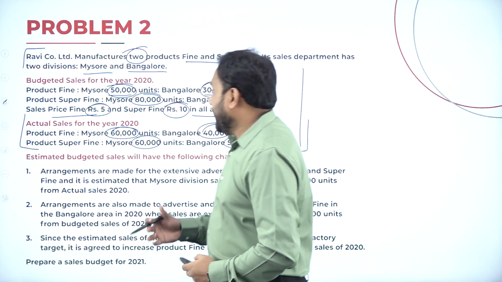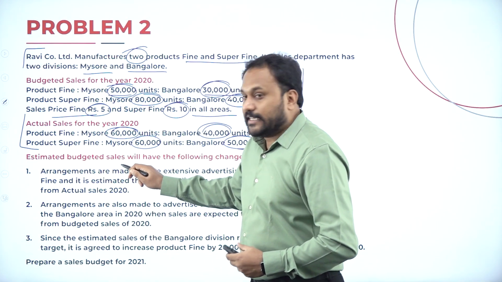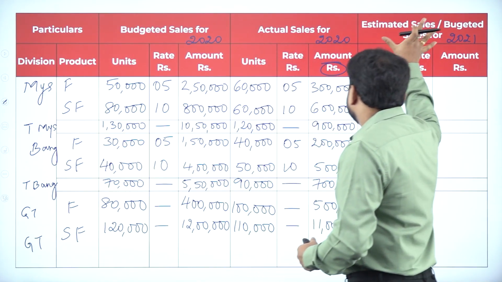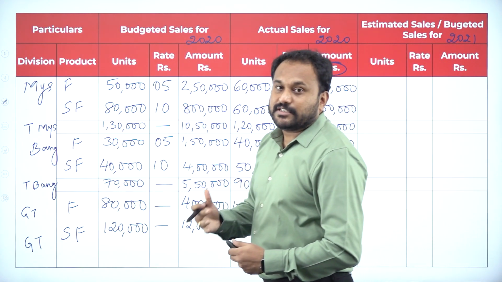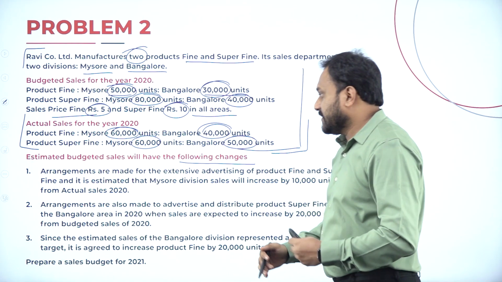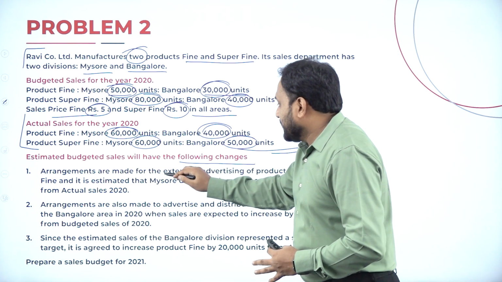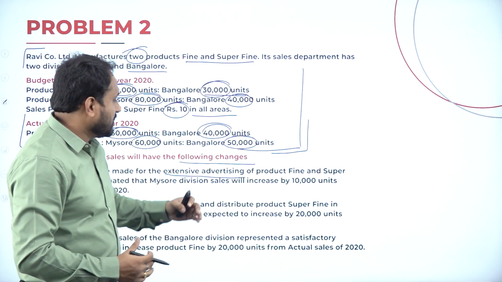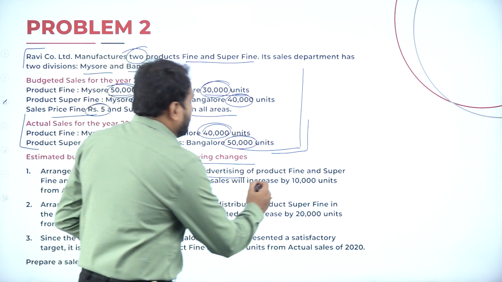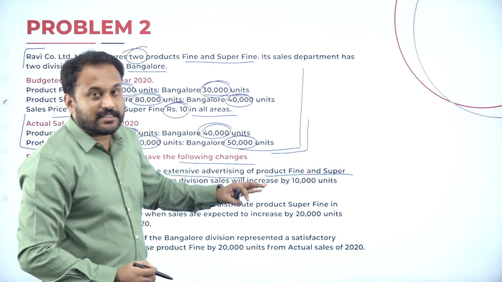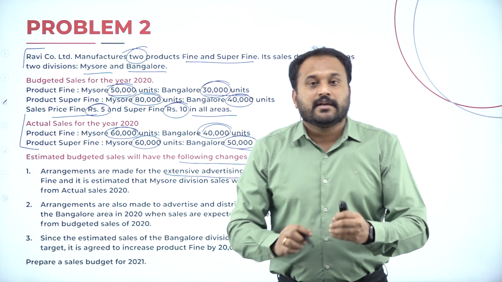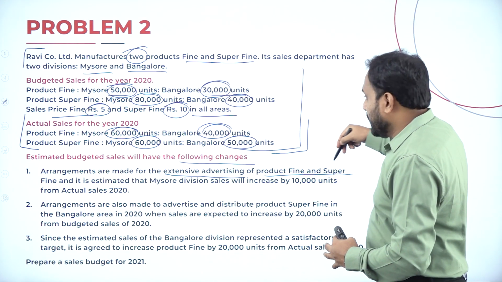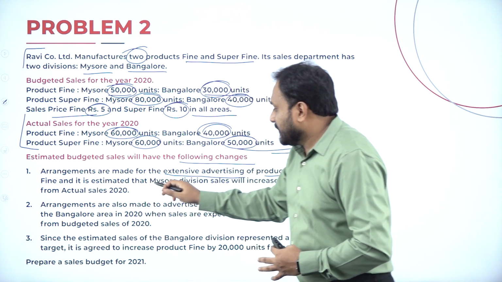So let's go with the next one, that is estimated budgeted sales will have the following changes. Now, which is the estimated budgeted? This column is the estimated budget. So what are the changes we will actually see? The first change is arrangements are made for the extensive advertising. That means they are doing some advertising. So what will be the results of product fine and super fine? See, both the products they are actually advertising, but you are supposed to know in which division they are going for the advertisement.